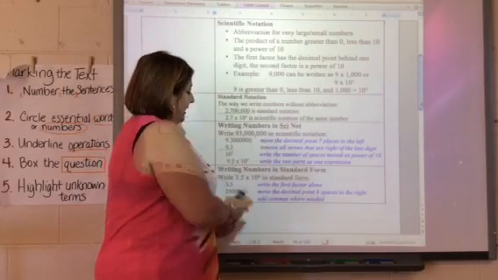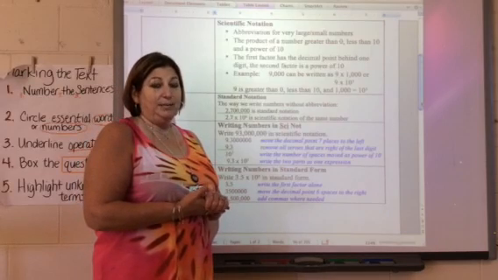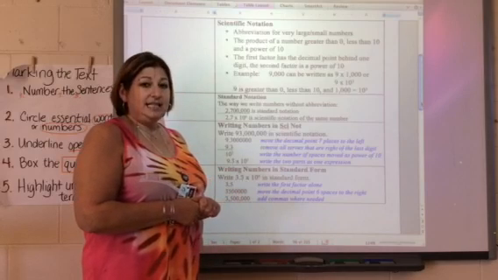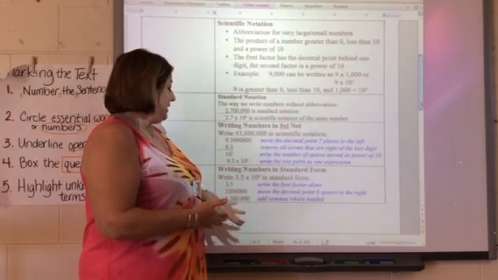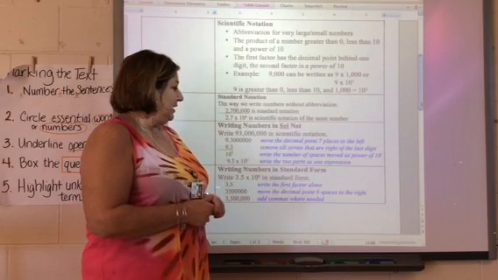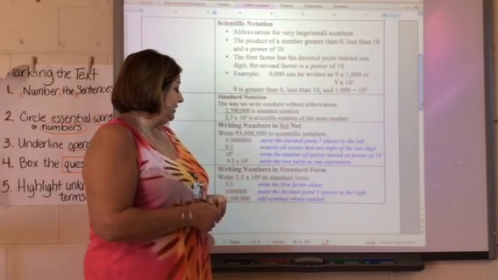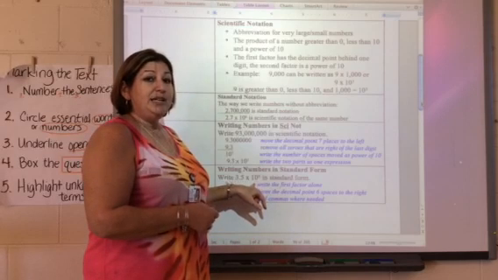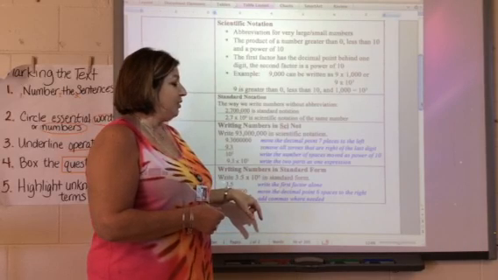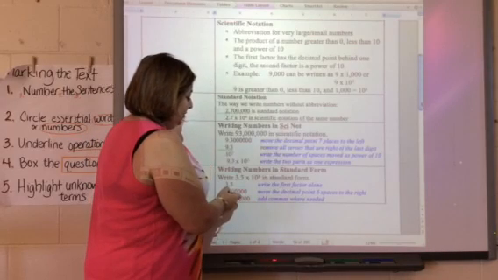So the flip side would be if I had to write a scientific notation number in standard form. If I have 3.5 times 10 to the 6th power, what I'm going to do is start with my 3.5, my decimal number, and write the first factor without the power of 10. I'm going to use the exponent in my power of 10 to determine how many spaces to the right I'm going to move that decimal point. In this case, I had to move it 6.